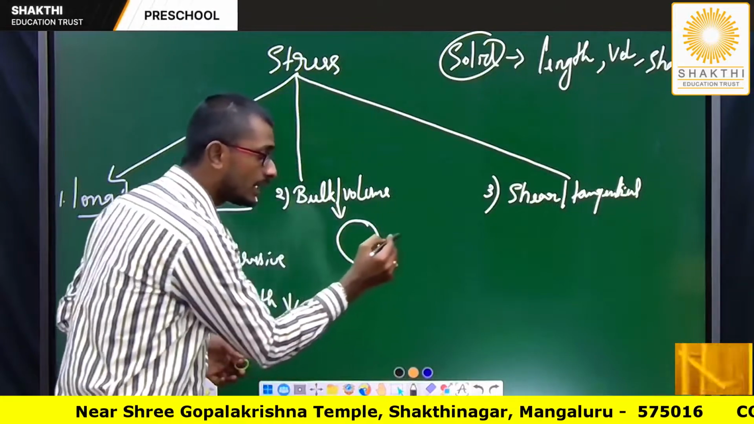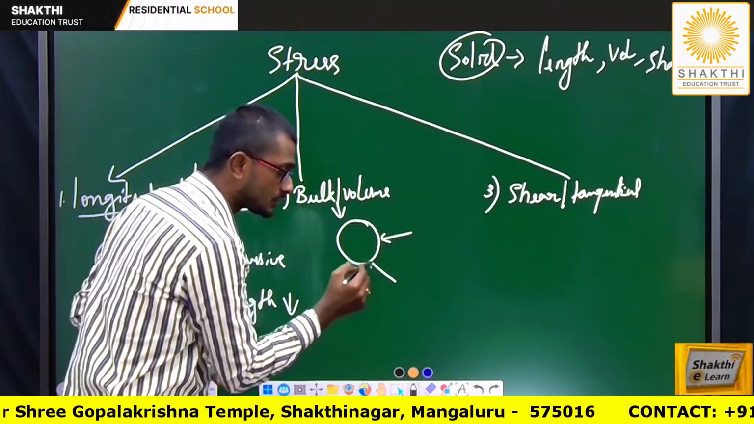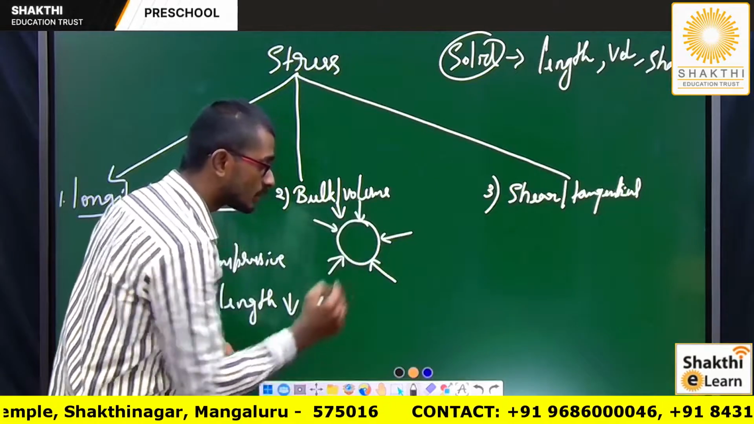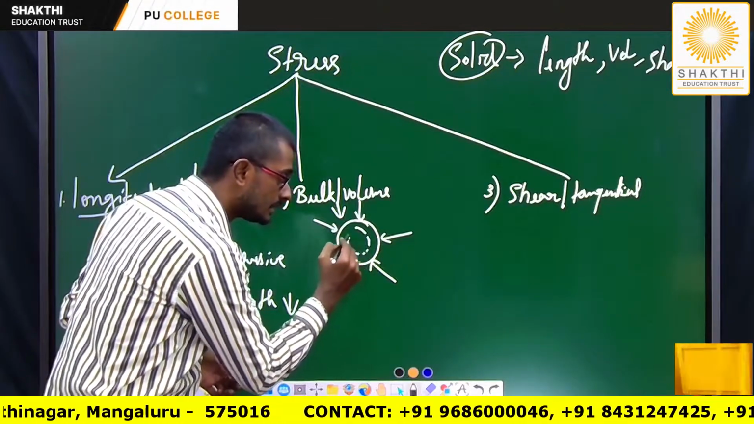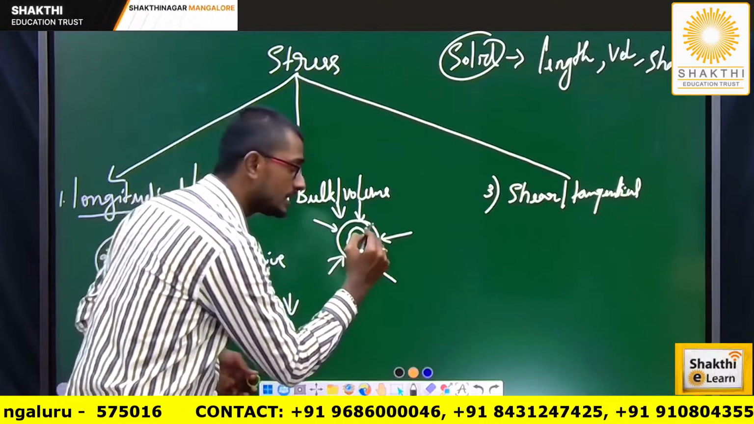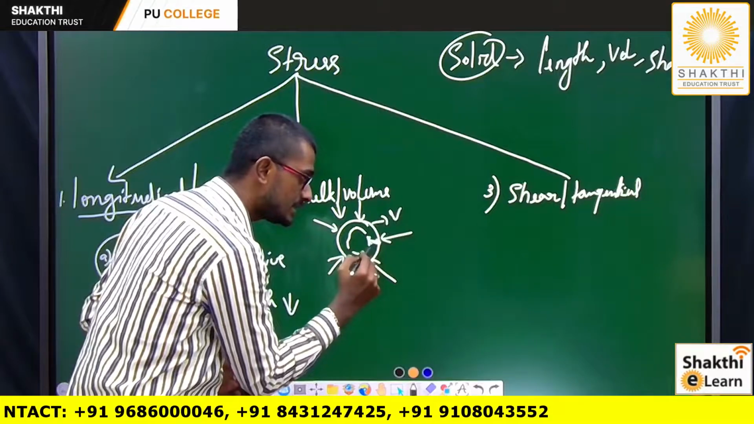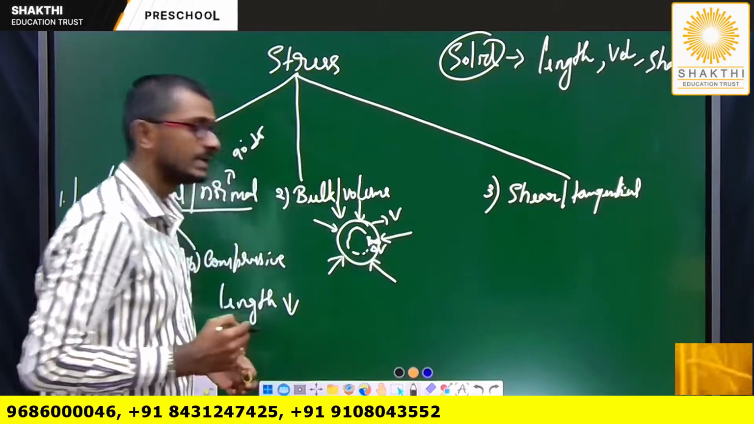Now imagine this is our sponge ball. Clear? I'm going to apply force from all the direction. From all the direction I'm going to squeeze it. As soon as you squeeze that, what happens? The radius decreases. Correct? No? So initially I can take this is V, and this one I can take it as this change in volume can be taken as delta V.